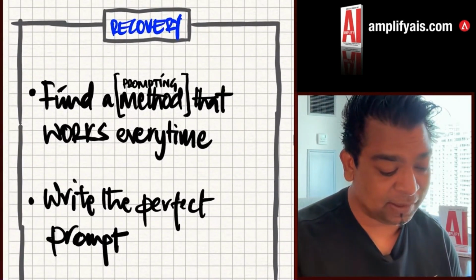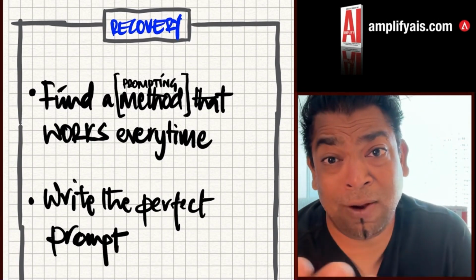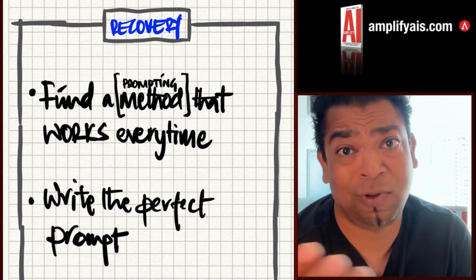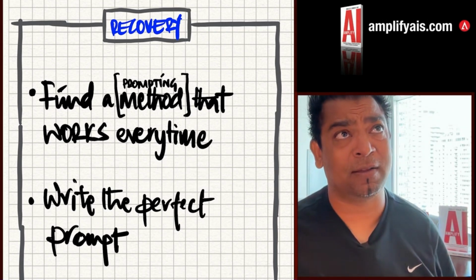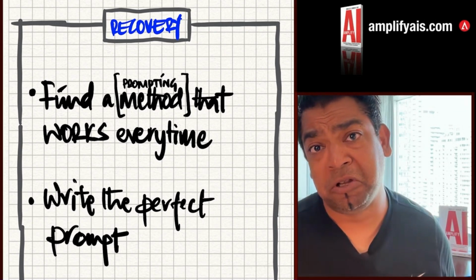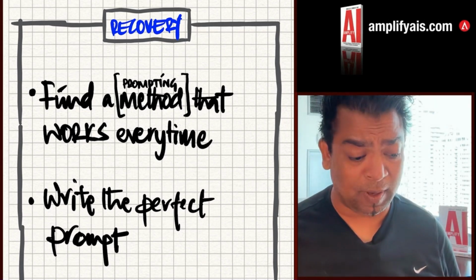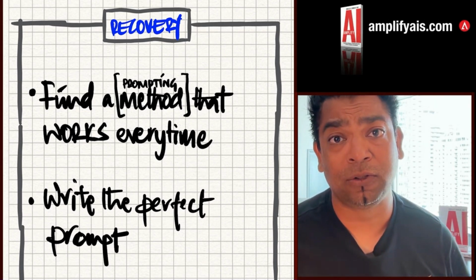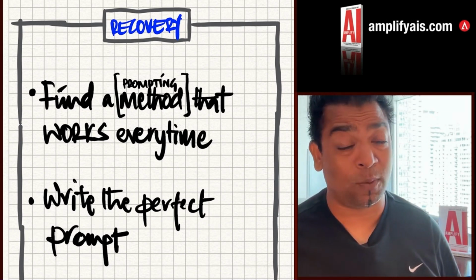The first is find a prompting method that works every time. Now, you might not want to follow the one that I'm showing you, but you might find another one. This is my prompting method. It's called the CREATOR, 7 steps. And you can maybe find another one. With AI, you can probably use some pretty cool tools to find a different prompting method. But find a prompting method that works every time.